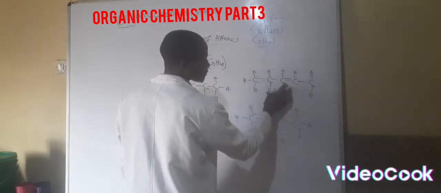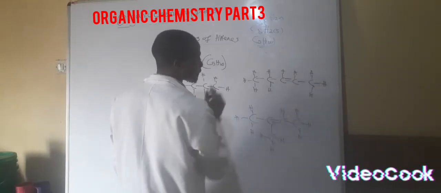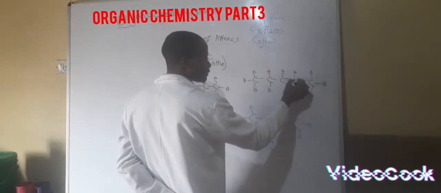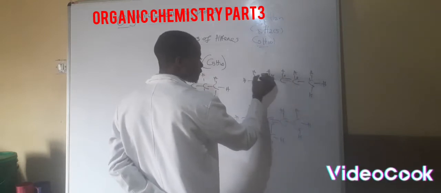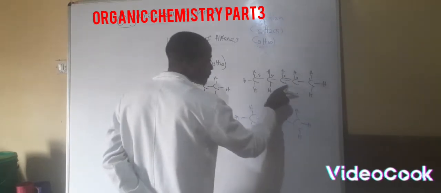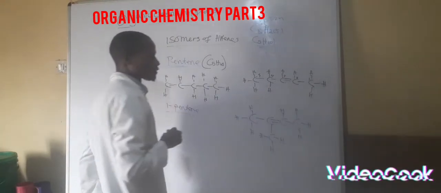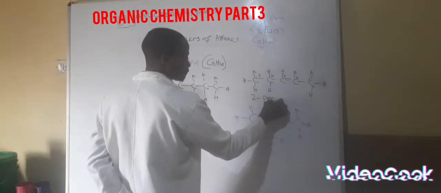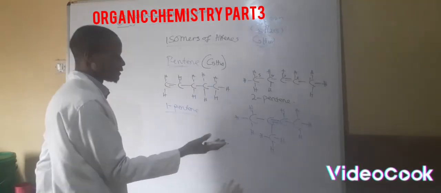Okay, so then this one, you have to name that. And this one, I have to get that. This one has 4, this one has 4. So count from that side, 1, 2, the double bond is at carbon 2. 1, 2, 3, 4, 5. If you count from this side, the double bond is at carbon 3. So count it from that side for it to have the smallest number possible. So that is 2-pentene. That is 2-pentene.